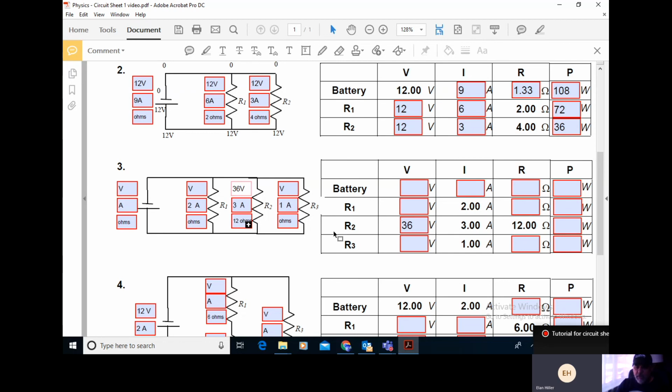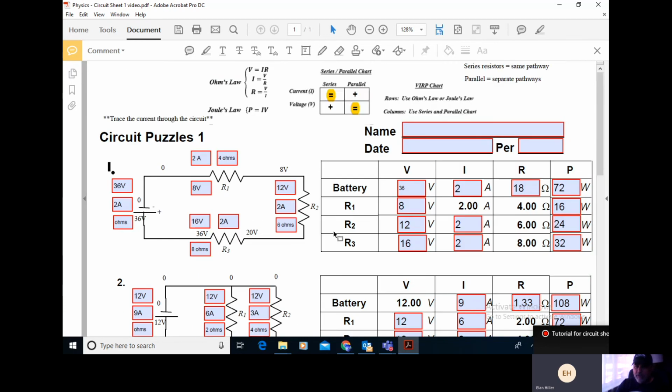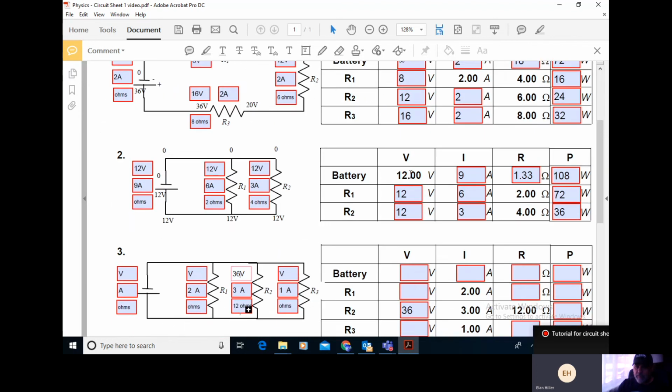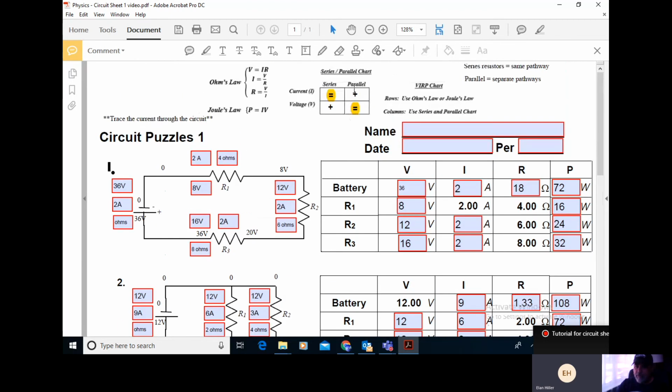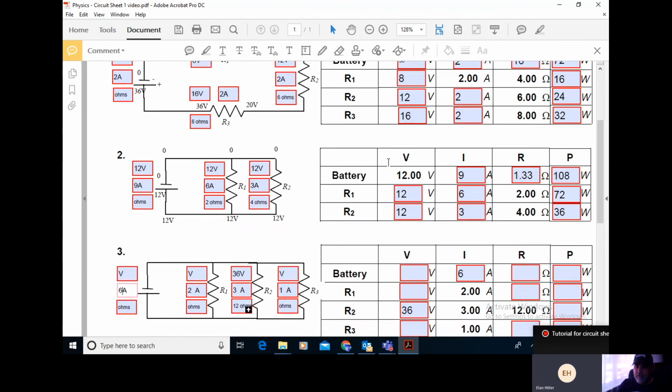Then I'm stuck, I can't do any more calculations, but what I can do is go to my parallel side of the chart and look at this right here. Current in parallel is summed. So 2 amps plus 3 amps plus 1 amp is 6 total amps of current. Okay. Now the other thing I know is that voltage in parallel is the same.